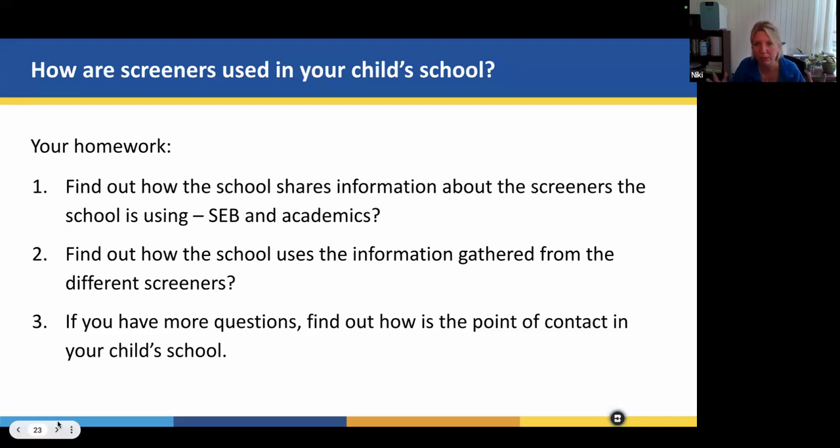I wouldn't want my kid to be part of a universal screener and have them go right to an individual intervention. And then if you have more questions, I would want to know who's my point of contact. So that sample letter that I just showed you should have a point of contact on it. If you're interested to know more about the screeners or how the data is being used, just make sure you know who the appropriate person in the school is to contact.